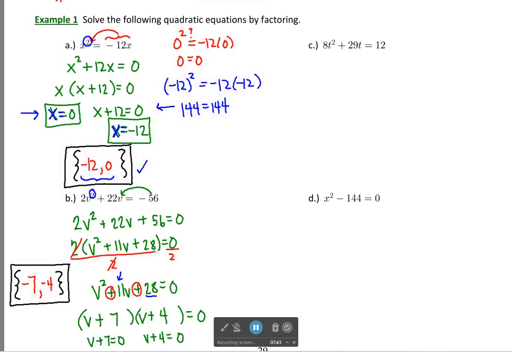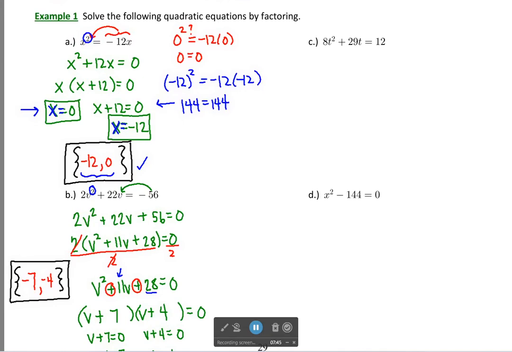On example C, we're still solving the quadratic equation by factoring. And remember, in order for this process to work, all of the terms have to move to one side so that your equation's equal to 0. So we have 8t squared plus 29t minus 12 equals 0.